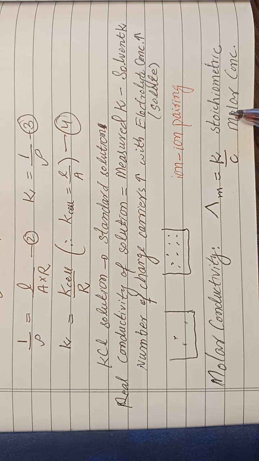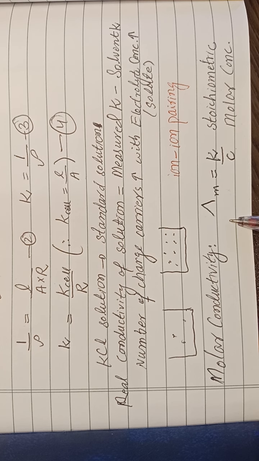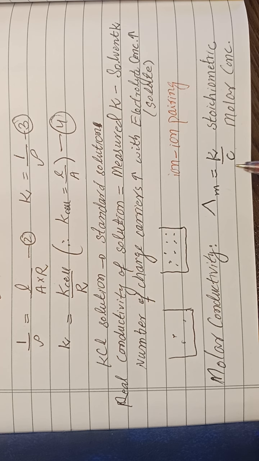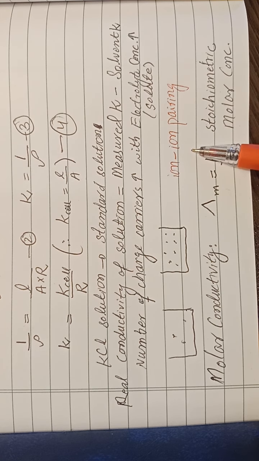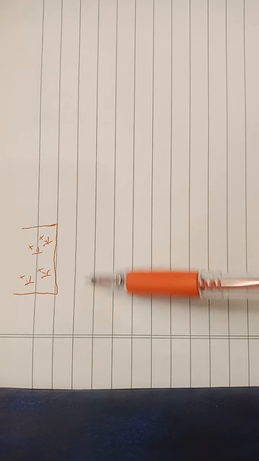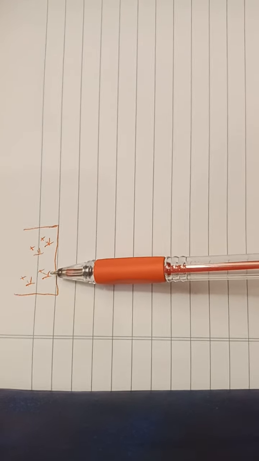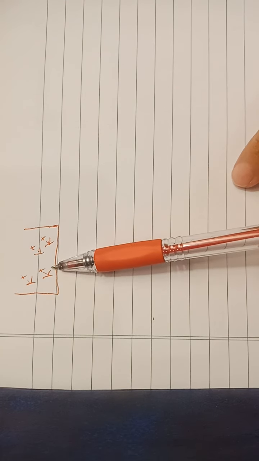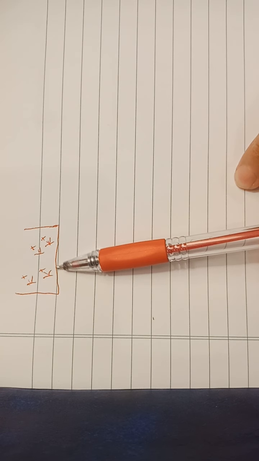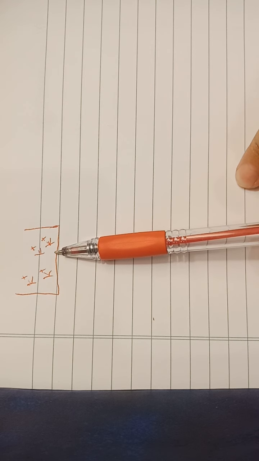So this quantity, which has been divided by the concentration, gives a quantity that is independent of concentration in the absence of ion-ion pairing, because when ions are separately solvated and acting as unit charges, the concentration of the solution is equal to the stoichiometric concentration of the electrolyte.